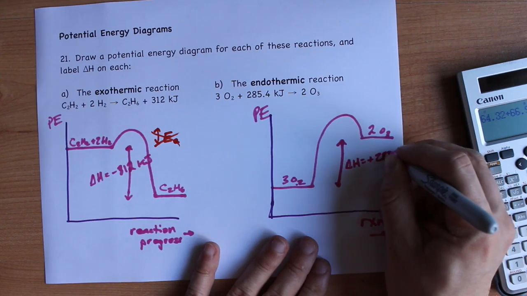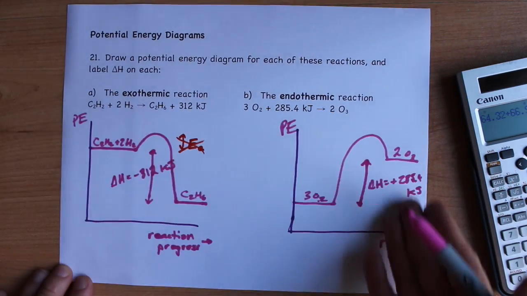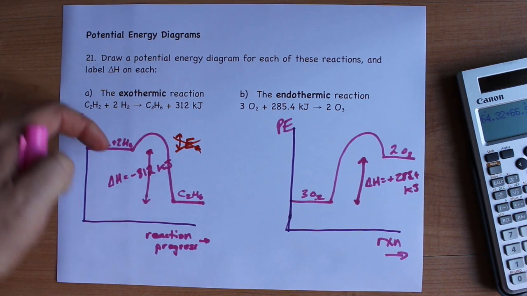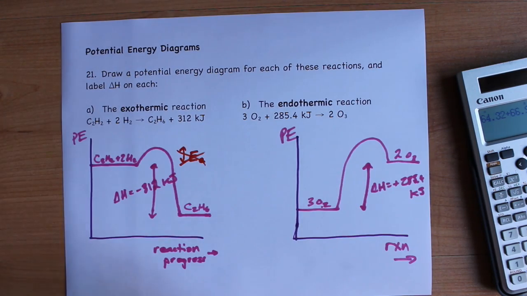I can't imagine a teacher giving you a thermochemistry test without testing you on the potential energy diagrams. So make sure you know exothermic goes downward, endothermic goes upward. Cool? Cool.